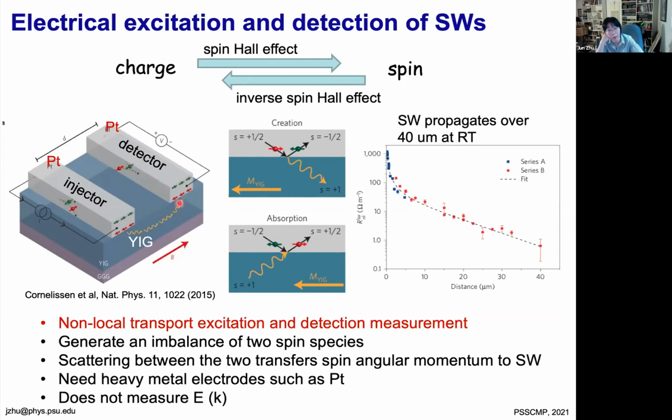For example, as you can see in this experiment over here. So the gist of this experiment is that somehow you have to create a scattering between the two spin species, and that transfers the angular momentum in the form of spin waves into the material you want to study. But you also have to somehow provide the energy and the momentum, and this experiment doesn't. So it doesn't give you the spin dispersion if this is all you do.